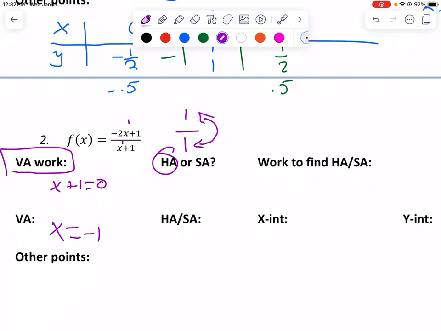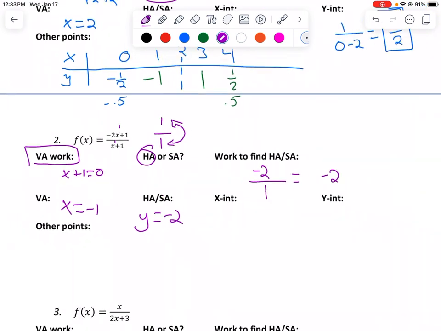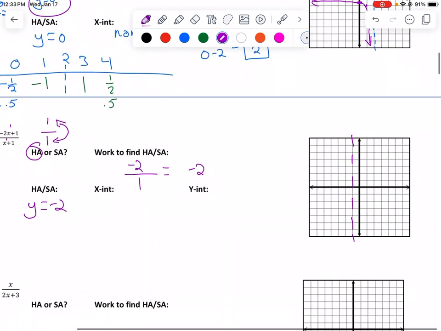So if it's 0 on top, or if the bottom's bigger than the top, or if they're the same, it's horizontal. And then the work to find it, we're going to take our leading coefficient, so negative 2 over our leading coefficient. So that's negative 2 over 1, and evaluate that, and that's going to give us negative 2. And so the way that we write that as a line is y equals negative 2. Essentially what that does is it shifts our horizontal asymptote down 2.